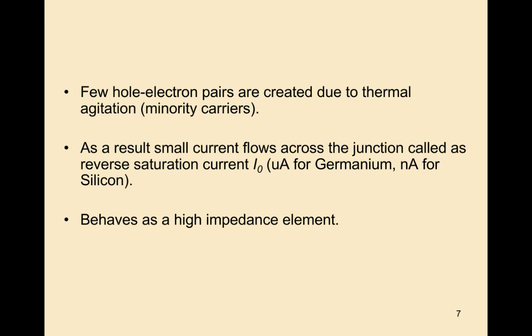This is in microamperes for germanium diode. This is in nanoamperes for silicon. So when we connect the diode in reverse bias mode, it will behave as a high impedance element. That means the current is low, which means obviously the resistance is more, so this diode becomes like a high impedance element. Whereas when we connect the diode in forward biased mode, it behaves like a low resistive element, but a reverse bias diode behaves as a high impedance element.